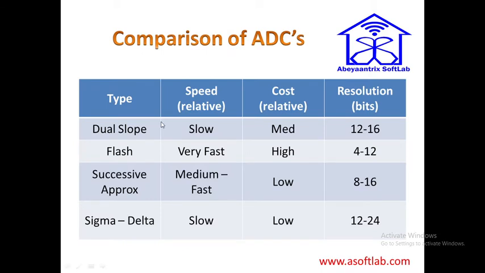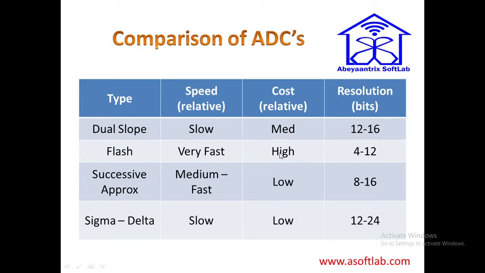You can see here the dual slope type of ADC has relatively slow speed, and it is found at medium cost. What is the resolution? The resolution basically means the bits of the ADC. Here we can use a 12 bit or 16 bit ADC. Otherwise, if you want a very fast response, then you can go for the flash type of ADC. It is a relatively very high speed conversion, the cost is also high, and the resolution is between 4 bit and 12 bit.